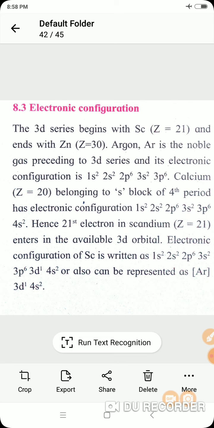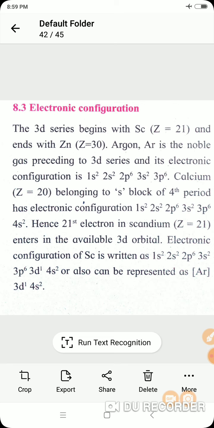As calcium contains 2 electrons more than argon, one orbital is increased, that is 4s2. Hence, after calcium, the next element is scandium, which is the first member of the 3d series elements. Hence, the 21st electron in scandium, having atomic number 21, enters the available higher energy level, that is the 3d orbital.